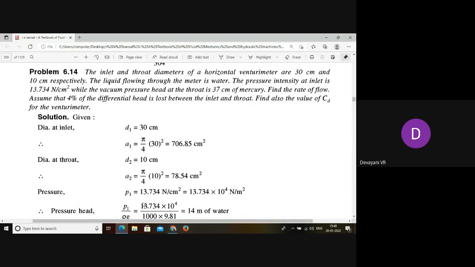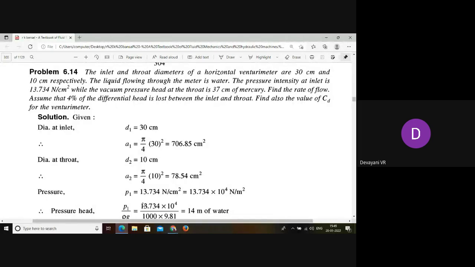Look at the problem. So I'm going to read the problem. The inlet and throat diameters of a horizontal venturimeter are 30 centimeters and 10 centimeters. The liquid flowing through the meter is water. The pressure intensity at the inlet is 13.734 Newton per centimeter square, while the vacuum pressure head at the throat is 37 centimeters of mercury. Then find the rate of flow. Assume that 4% of the differential head is lost between the inlet and throat. Find also the value of coefficient of discharge for the venturimeter, right?